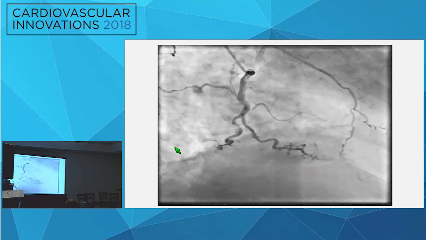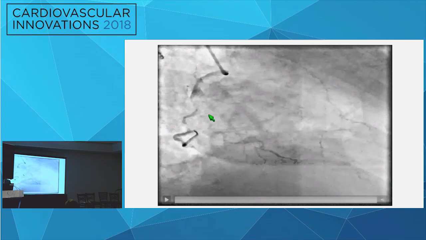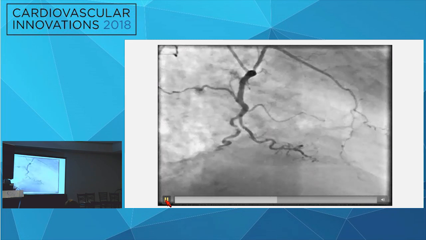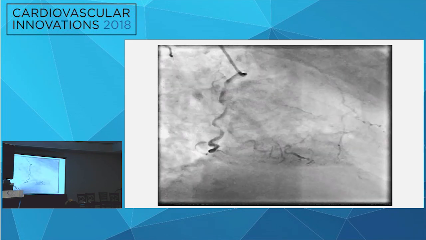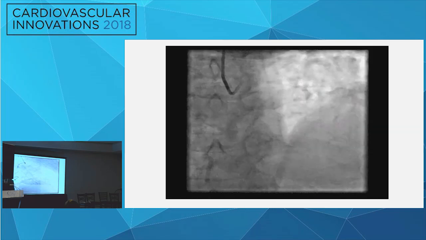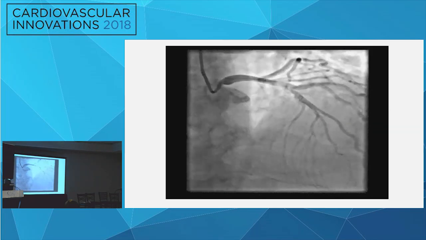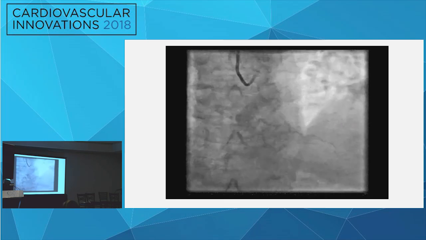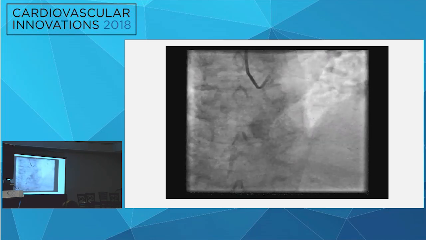This is an RAO view, which lays it out a little bit better. Again, you can see the tortuosity there. Definitely a very tight lesion, though difficult to appreciate how calcified it is. This is the injection of the left coronary system on the initial angiogram, and you can see there are actually collaterals filling the right PDA and the PLV branches because of that subtotal occlusion.